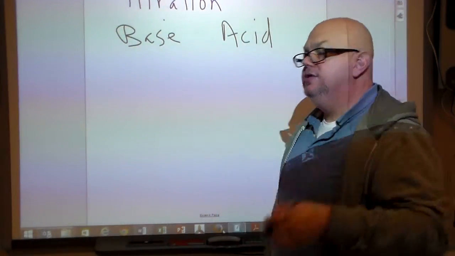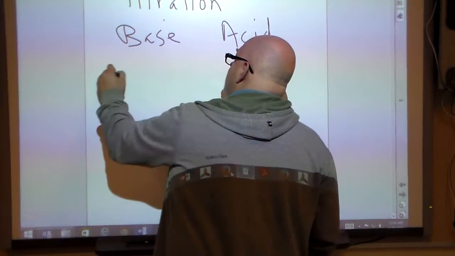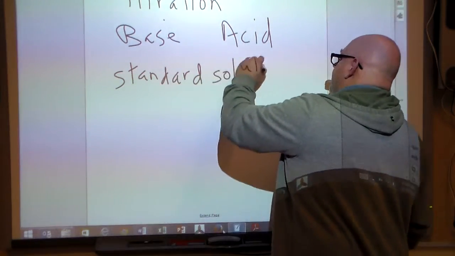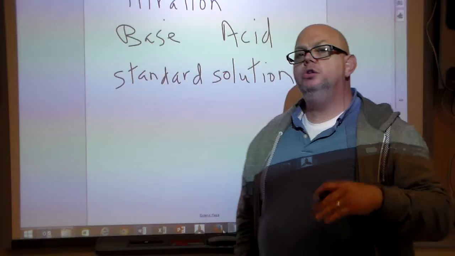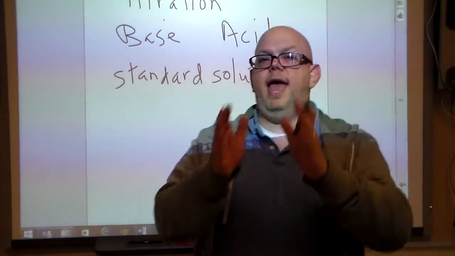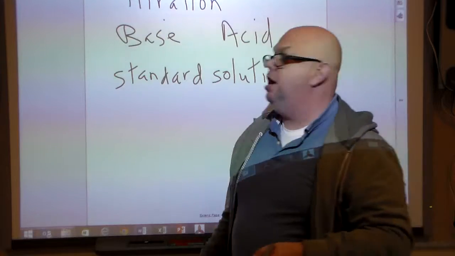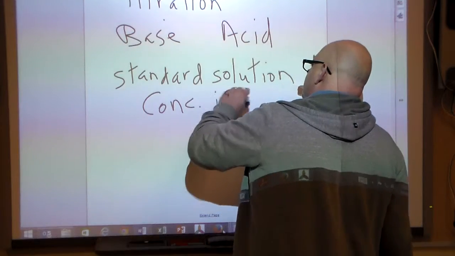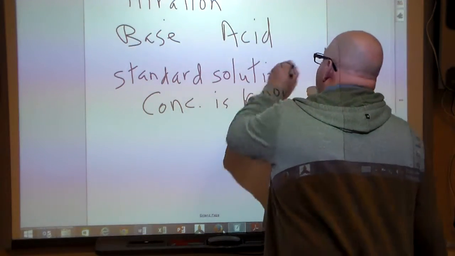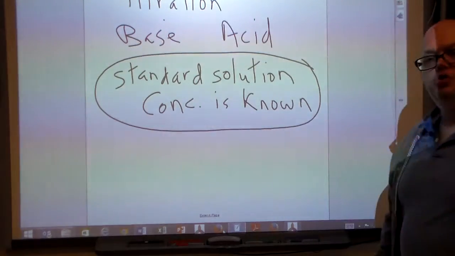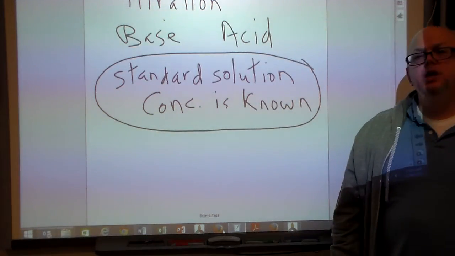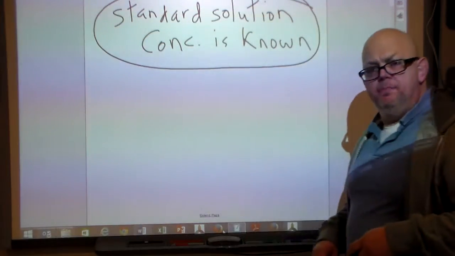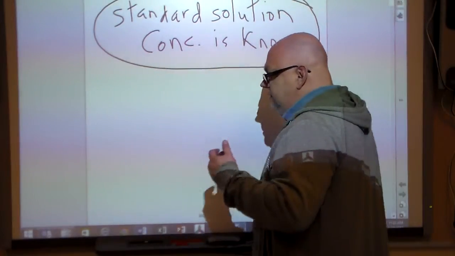Now there's a couple of terms that we need to be familiar with, and one of those is something called the standard solution. All that the standard solution says is, this is the acid or the base we already know the concentration of. The concentration is known. That's the idea behind the standard solution. The concentration's already known, and we are going to compare it to the base or the acid, depending on what we're looking at.